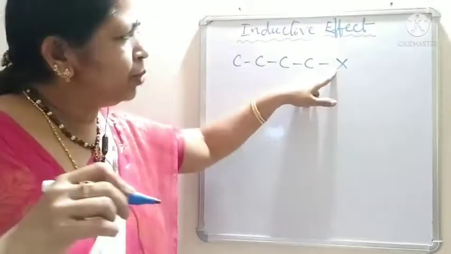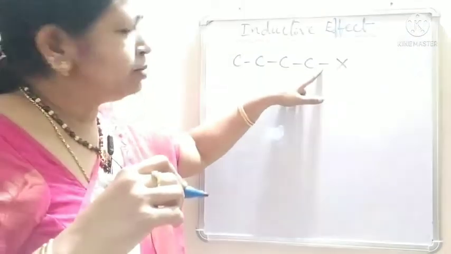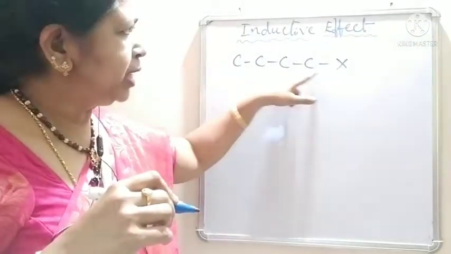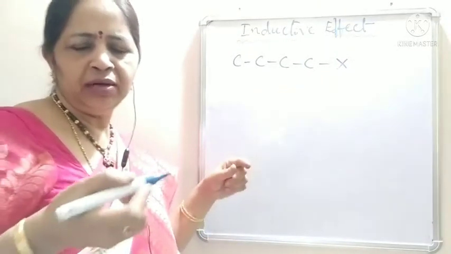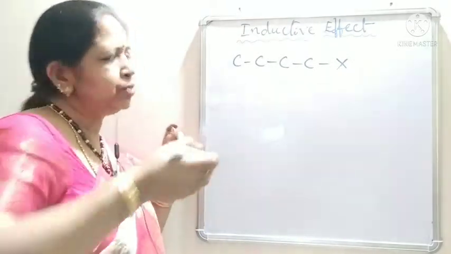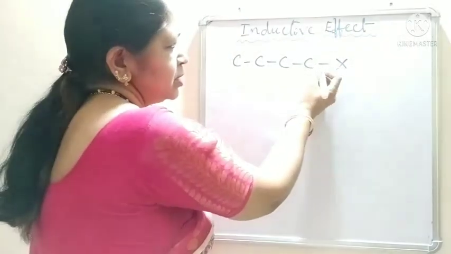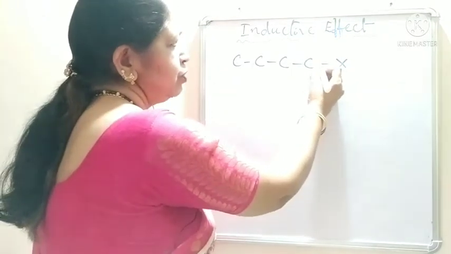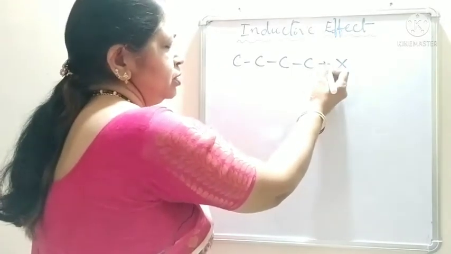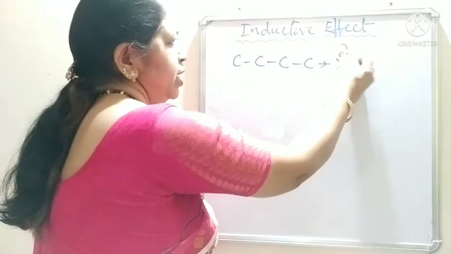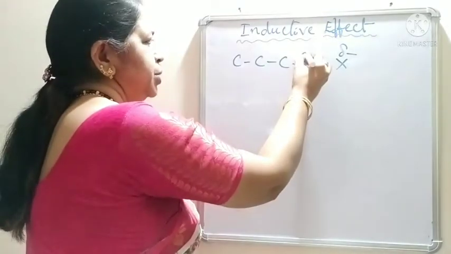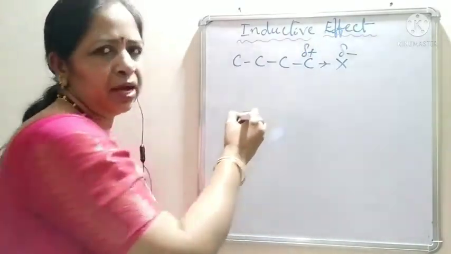Because of the presence of the more electronegative group, they develop some polarity between this carbon and the halogen, because we know halogens are more electronegative atoms. So, the sigma bonded electrons will move towards the halogen. So, there develops a partial negative charge on the halogen and a partial positive charge on the carbon.